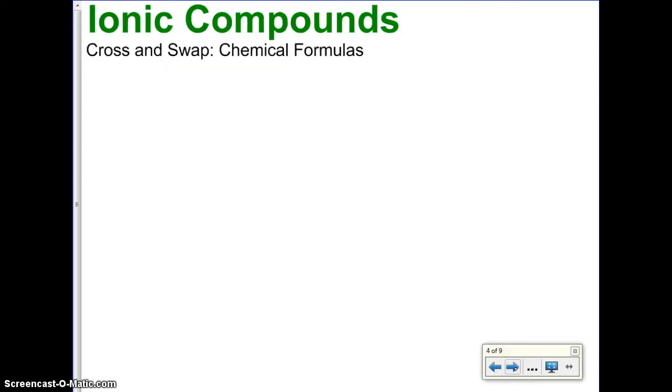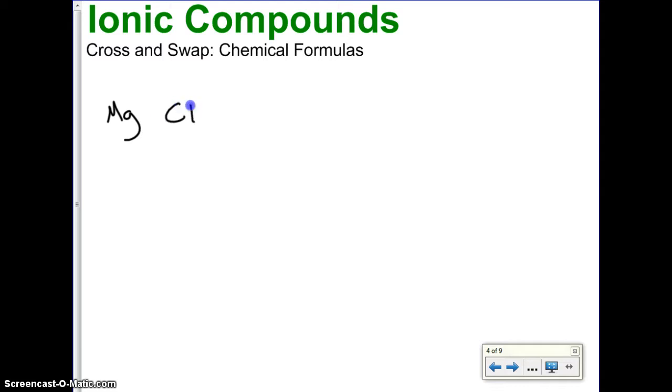Okay, so looking at naming, or actually this is just making the chemical formulas, making sure we remember how to do this. This is all about charges. So let's just pick two random elements. Let's say we are picking magnesium, okay, and let's say chlorine.